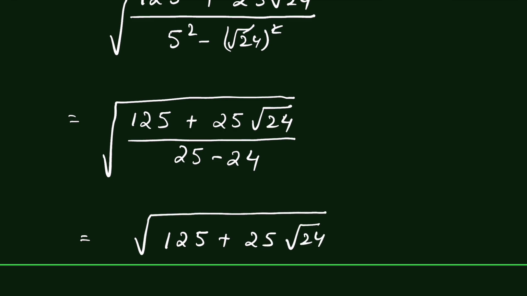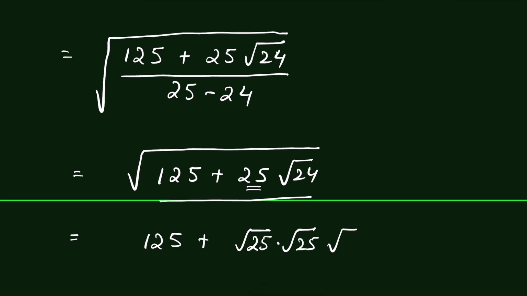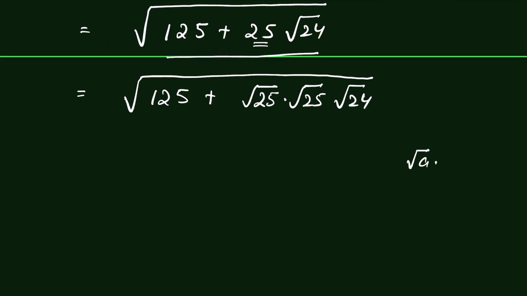Now to further simplify it, we need to write these two numbers in terms of a plus minus b whole square, so that this whole square can remove this square root. So 125 plus 25, we can write it as square root of 25 square, because we can remove the square root with the square, then it is equal to 25. So we can write it as square root of 25 times square root of 25, then times square root of 24 under square root. Also, square root of a times square root of b, we can write it as a times b under square root.